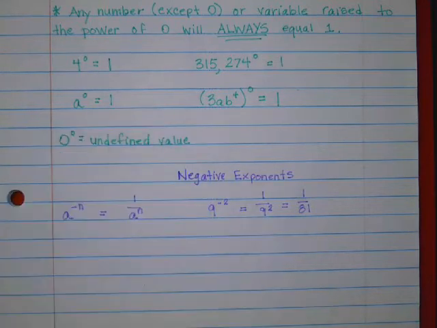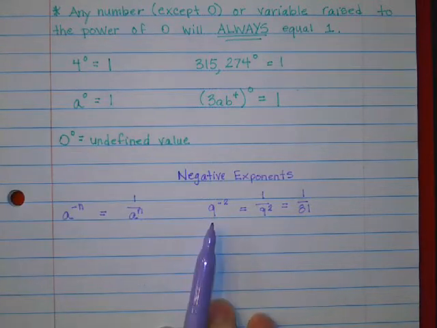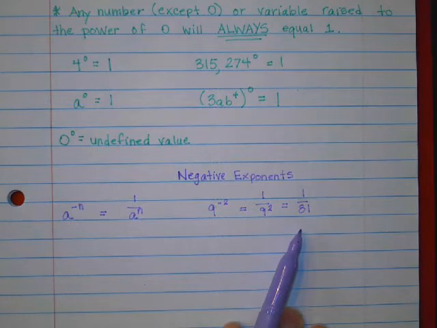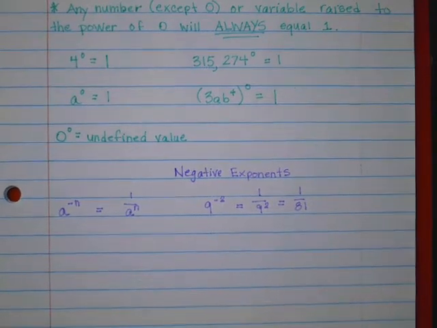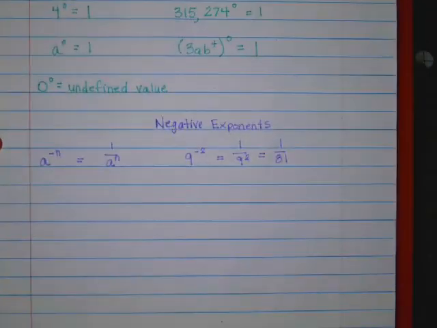I know what you're thinking. You're like, well, Miss Hebert, if I can just put this in my calculator and get 1 over 81, what does it matter? Well, there'll be times that we have variables. And variables, remember, you cannot put variables in your calculator. So we have to know the rule. So let's go ahead and look at a rule with a variable.